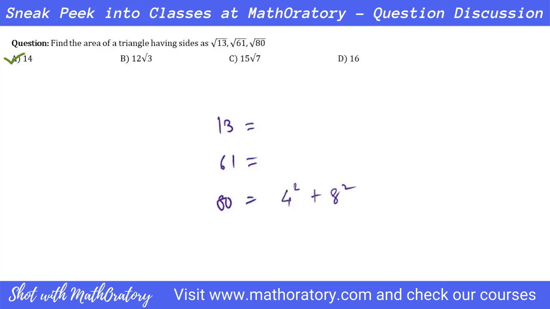Using the same technique, can you break up 61 into two perfect squares? 5 square and 6 square. And what about 13? This is very simple. 2 square and 3 square.